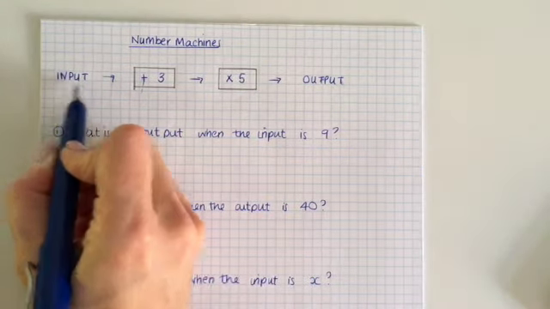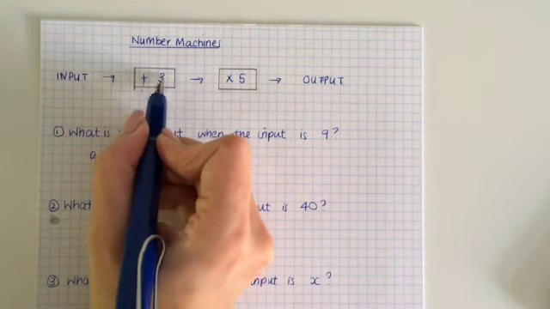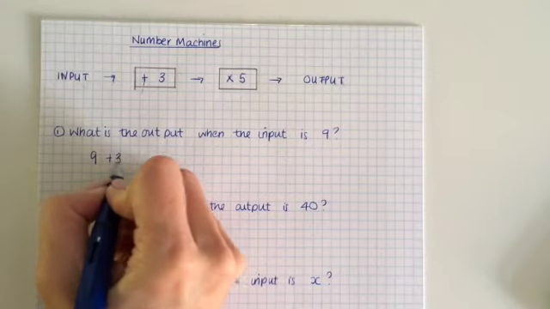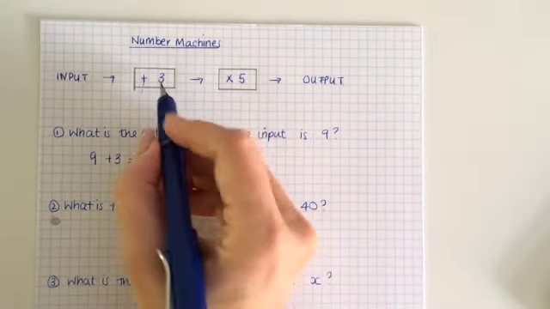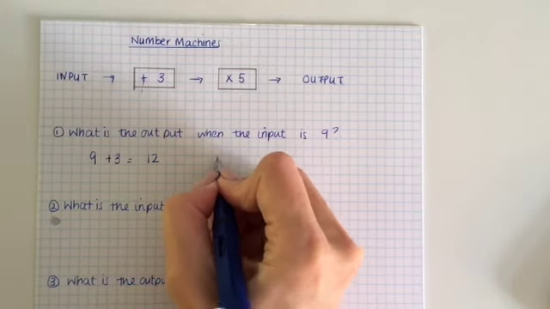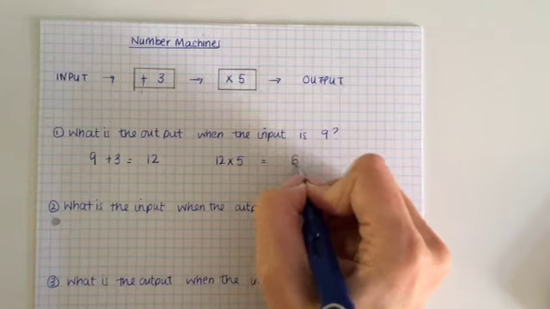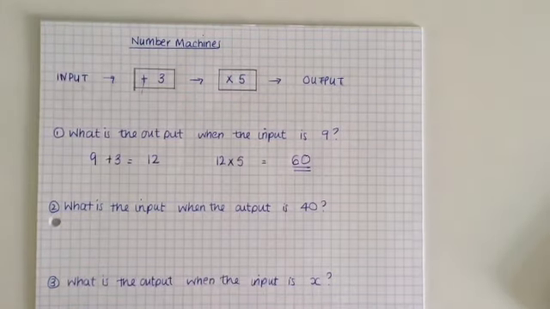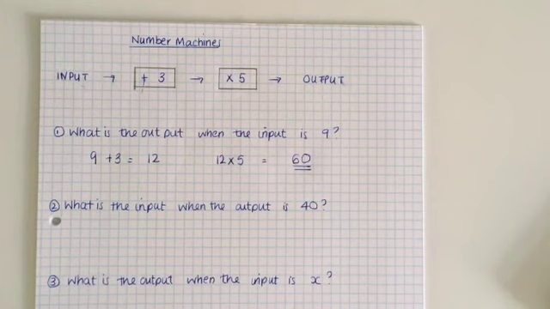So 9 goes into the machine, and the first thing that happens to it is add 3. So we get our answer of 12. Then it moves along the machine and is now multiplied by 5. So 12 times 5 is 60. That is what the output would be. It's quite straightforward, that one.